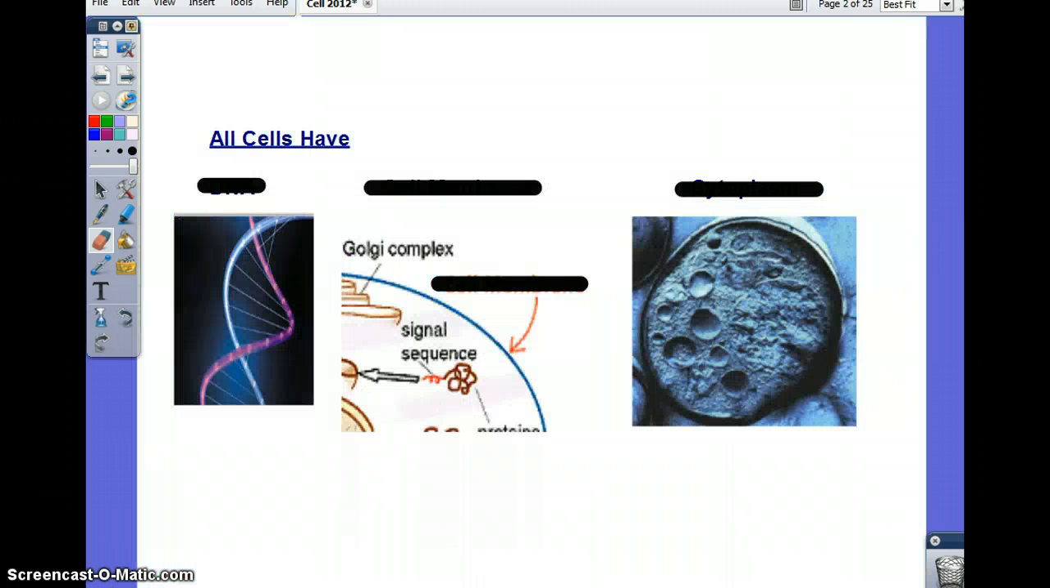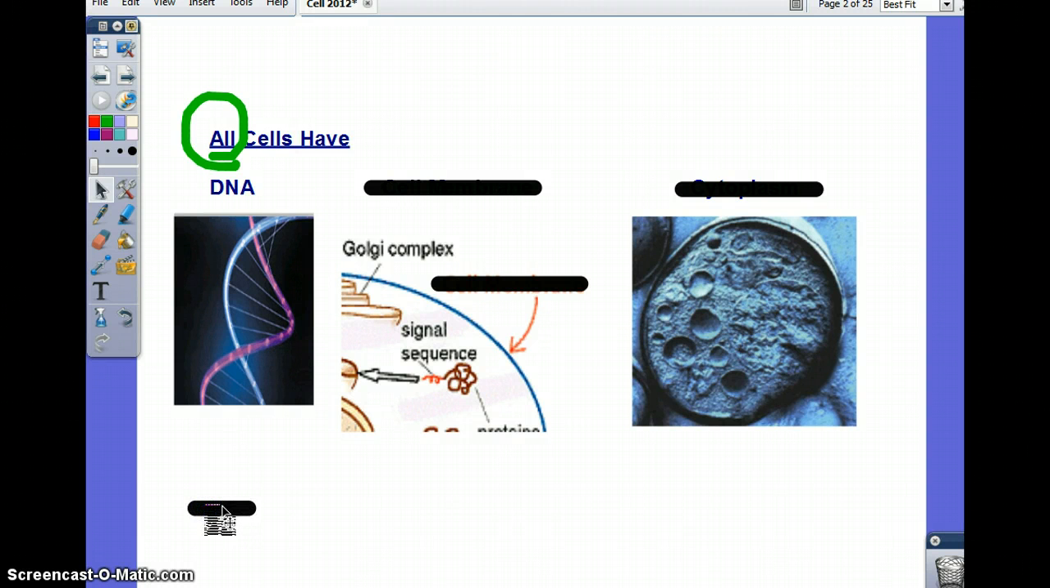There are 3 main parts to all cells. Highlight all. Okay, I can't highlight because I have my highlighter off. So you highlight, I'll circle. All cells have 3 main things. And I put the pictures there, so you should be able to give me the answers. The first one is DNA.